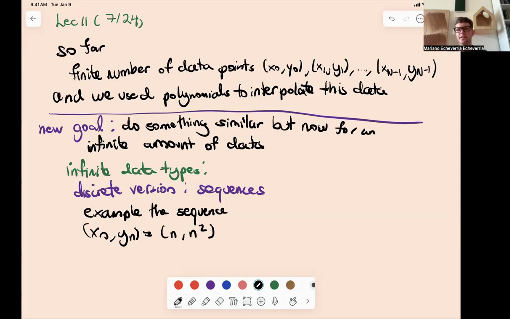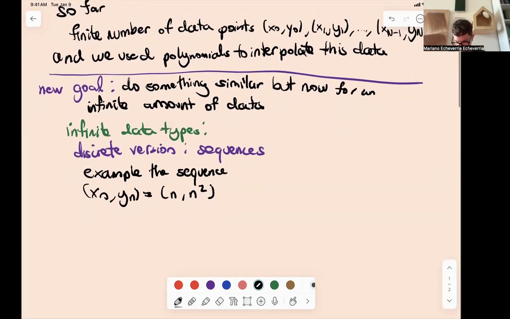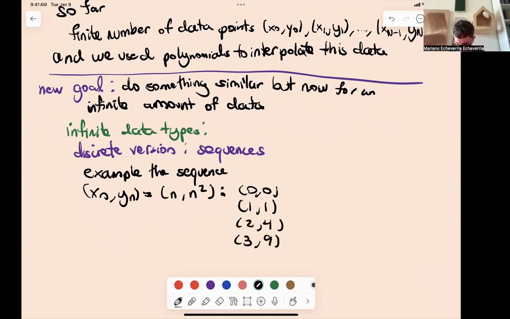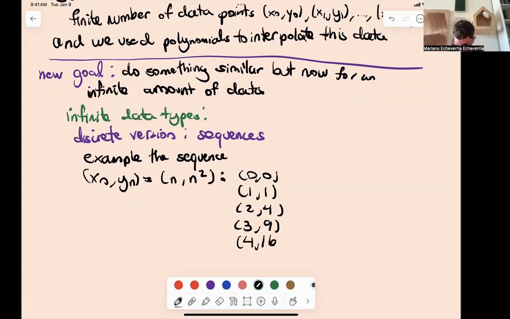And when you think of a sequence like that, that is just a very succinct way of giving an infinite list of numbers. That is literally what a sequence is. In this case, what would the numbers be? They would be 0, 0, 1, 1, 2, 4, 3, 9, 4, 16, and then it keeps going, like 5, 25. Because the way I'm defining the sequence, the y value is just the square of the x value, right? 6, 36, and it goes on forever.